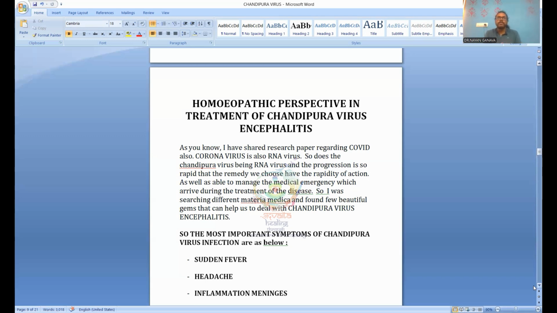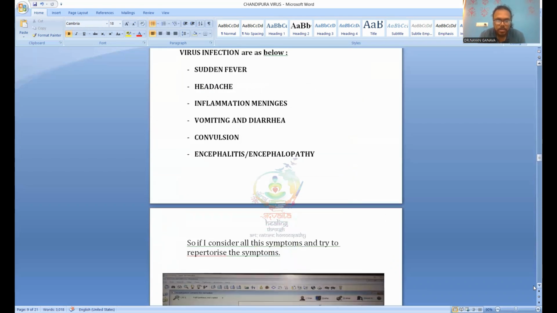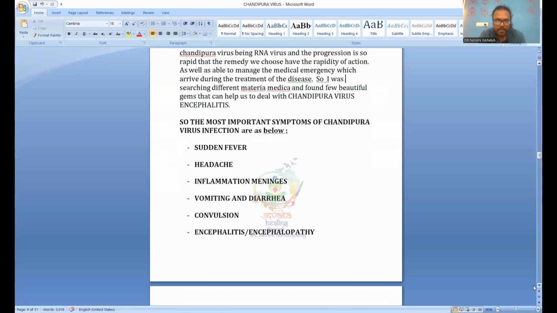So I have searched every single materia medica, from classical homeopathic materia medica to modern homeopathic materia medica, and I have found a few remedies that seem promising in treating Chandipura vesiculovirus infection and the encephalitis. The most important symptoms of Chandipura vesiculovirus infection are sudden fever, headache, inflammation of meninges, vomiting and diarrhea, convulsion, encephalitis or encephalopathy.